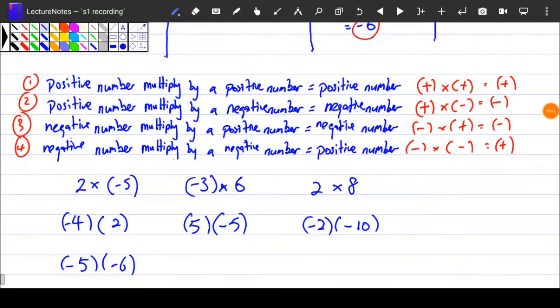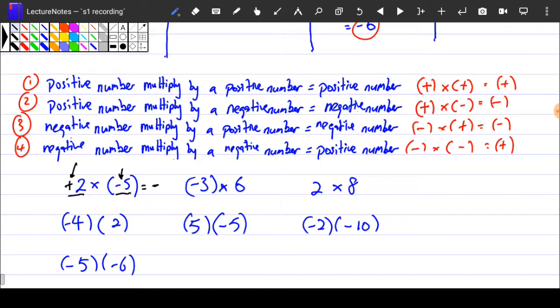Now you can copy these questions, pause the video, do the answer, and then we compare. Alright, pause now. Okay, let's resume. Now look at the first one. I have positive 2 times negative. Usually what I do is I decide what the sign is first. So positive times negative will give you negative, right?